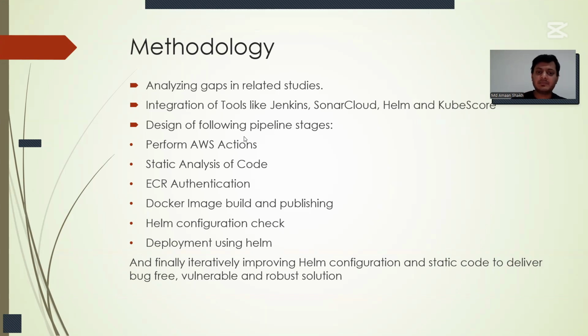Then comes the designing of the pipeline. The pipeline stages include performing the AWS actions, static analysis of the code, ECR authentication, Docker image building, and publishing that to the ECR repository. Then the Helm configuration check. Here, kubescore was utilized to check the Helm configuration. And finally, deployment of the application using Helm.